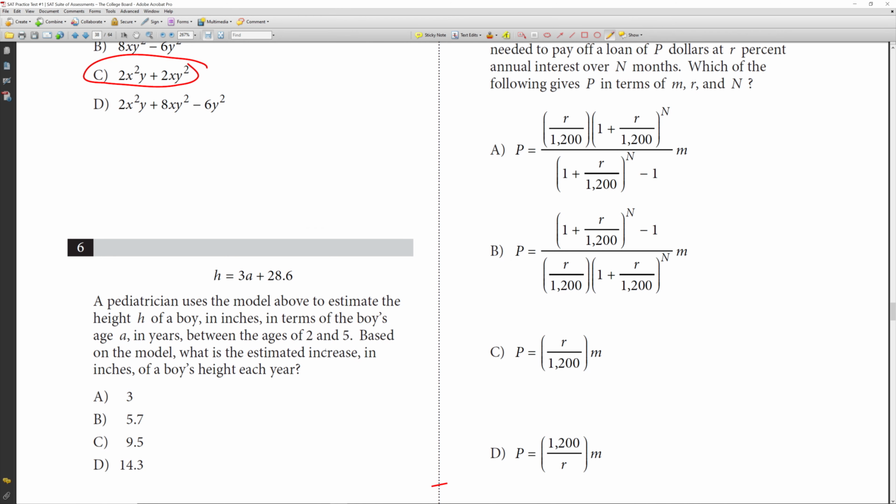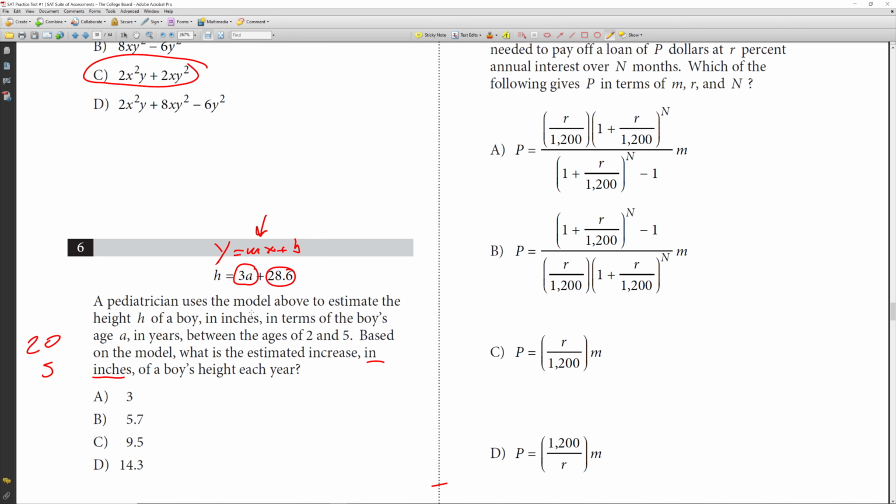Jump to the end. Based on the model, what is the estimated increase in inches of a boy's height each year? So you're looking for some type of measurement. Just by reading this and looking at the question, this should take you about 20 seconds because it's a passage question. Just a quick reminder, this is really y equals mx plus b. It's the equation of a line. So this is your slope. This is your constant. That means your yearly change should be 3, right? Based on the equation. So this is your yearly change.